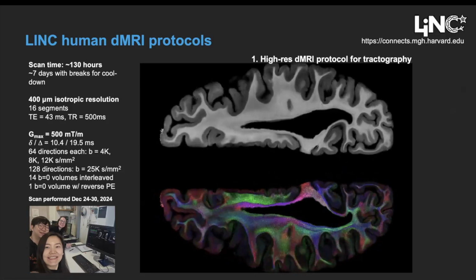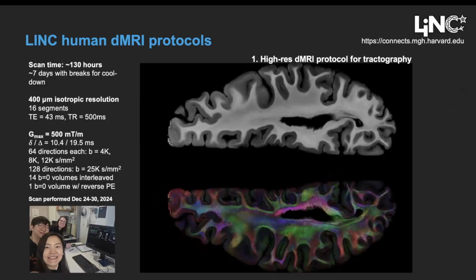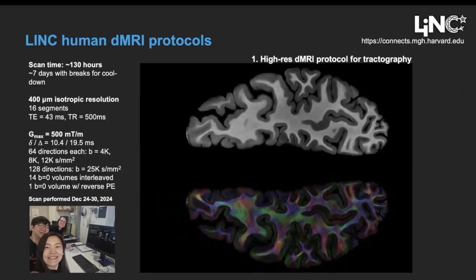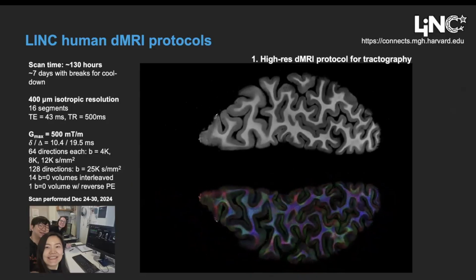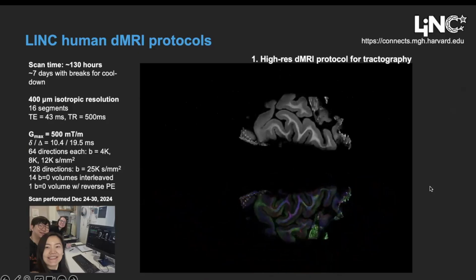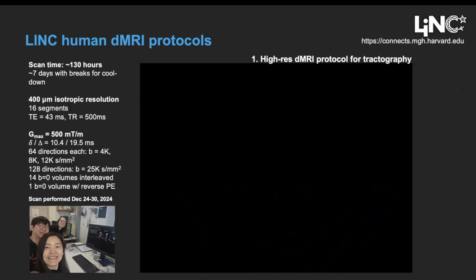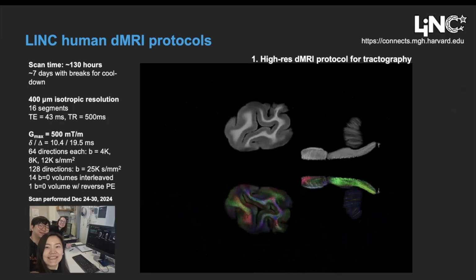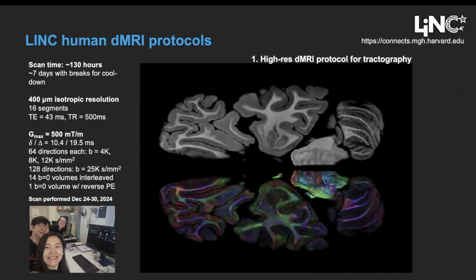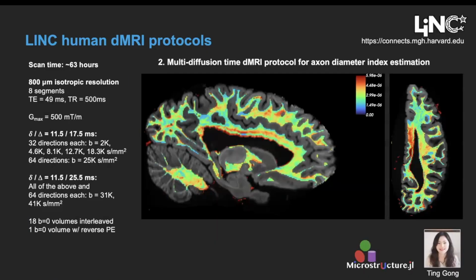So these are data that we are preparing for distribution and hopefully will be distributed through Dandy later this year. And we're preparing a preprint to go with that. So this is the highest resolution whole hemisphere diffusion scan in the human brain to date. And in addition to this protocol, where the goal was to go to as high resolution as possible for tractography to identify small subcortical bundles, we also have a couple of protocols that are optimized for microstructural modeling.